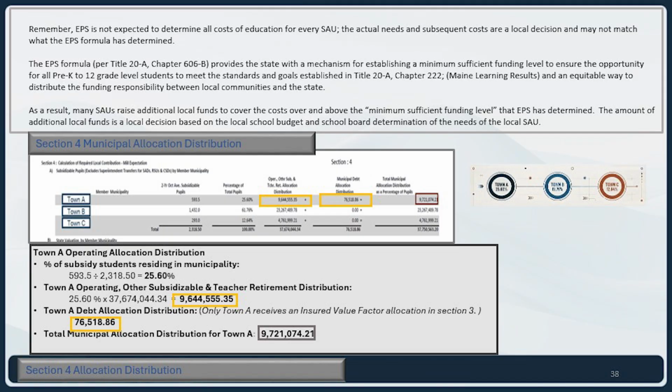So we can see here that Town A is responsible for 9.7 million out of that total cost allocation above in section 1, 4B. So now we know how much you are responsible for, we need to determine how much you are able to contribute.